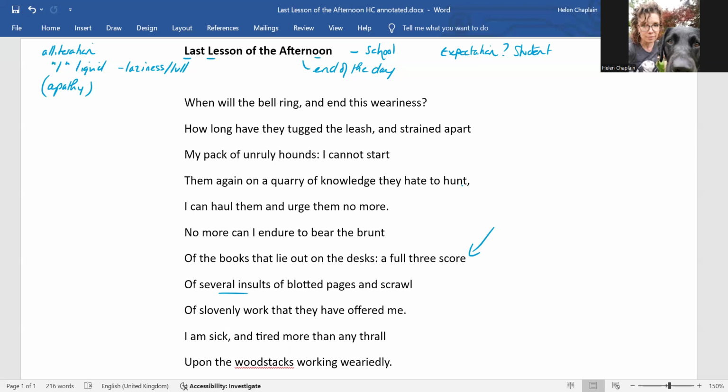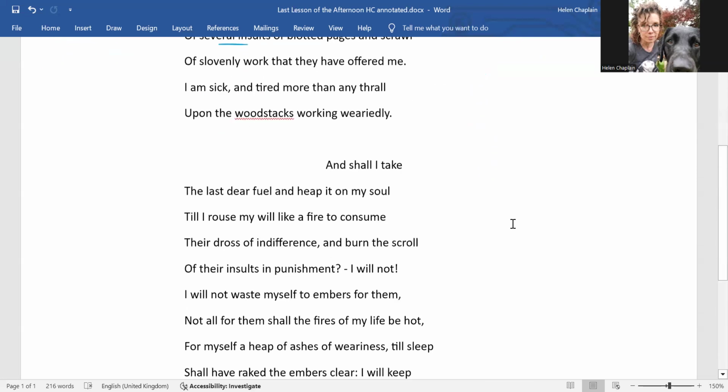The scrawl of slovenly work, so it's messy, this is the poor effort they've offered me. And this, I'm sick and tired more than any thrall upon woodstacks working weariedly. This work is more exhausting than any physical work, he says, which we'll look at in more detail. So this teacher really doesn't want to do any more work. He's tired of the students' bad attitudes as manifested in the work they're handing in, and he says he's exhausted.